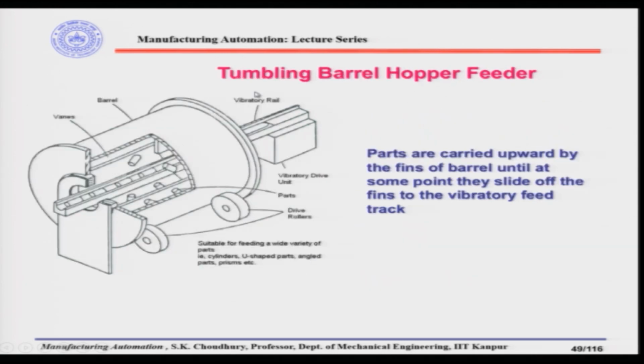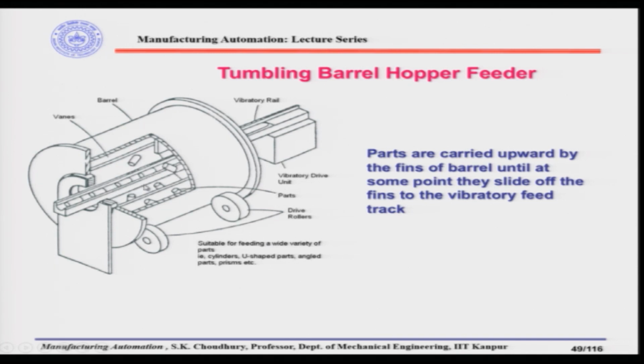Another design of the hopper feeder is the tumbling barrel hopper feeder. The so-called tumbling barrel hopper feeder is a combination of the vibratory bowl feeder and a normal tumbling barrel. So here there is a barrel, and that barrel rotates, and inside the barrel there are vanes. Those vanes, while rotating, take the parts from the base of the barrel where the parts are located, and while going up or rotating further, the parts fall from the vanes to the track which goes through the center of the barrel.